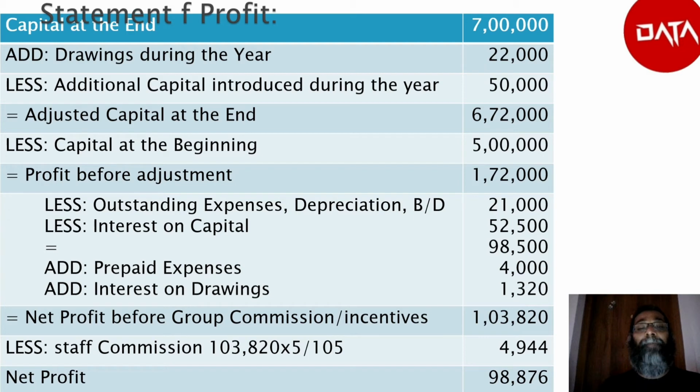Deduct additional capital introduced during the year, it is 50,000 given. Now the adjusted capital at the end is 6,72,000. Now deduct capital at the beginning given in the question, which is 5 lakh rupees. Therefore, the profit before adjustment is 1,72,000. Now deduct outstanding expenses of 21,000 given in the question.